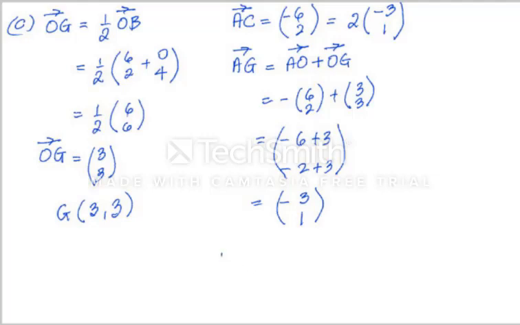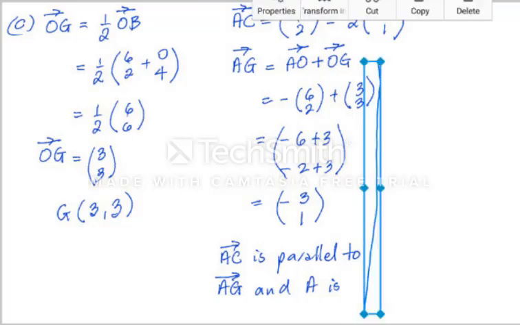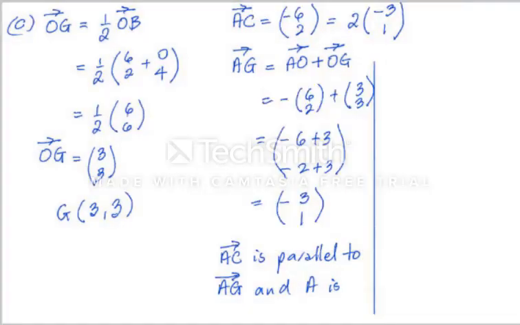So now I can make my statement that AC is parallel to AG. How do I know that? I know they are parallel because they are scalar multiples of the same base vector. That's one. And the point A is common. Therefore, A, G, and C are collinear.